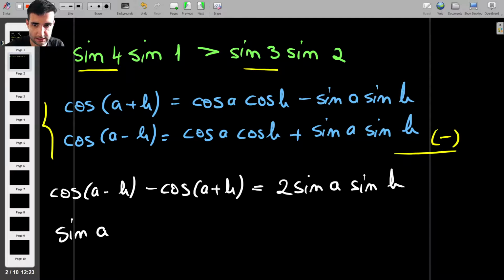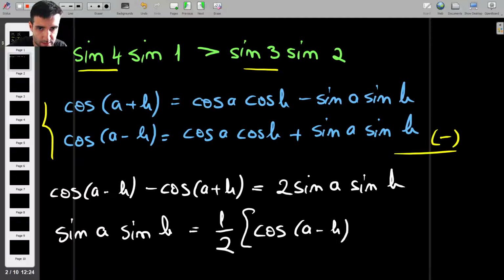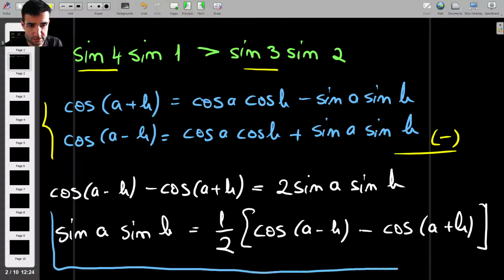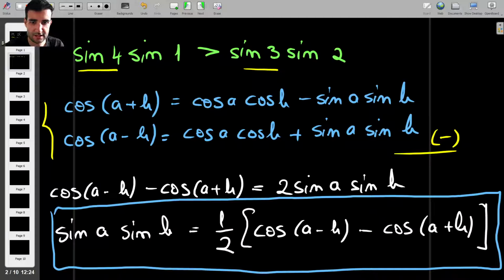Or we can write that, starting with the right hand side, sine a sine b is equal to 1/2 times cosine of a minus b minus cosine of a plus b. And that's it. So we're going to use the fact that sine a sine b is equal to this to change the inequality from a product into a sum, or a difference, rather. It doesn't actually look like things are going to become easier, but you'll see that something interesting will happen when we do this substitution.